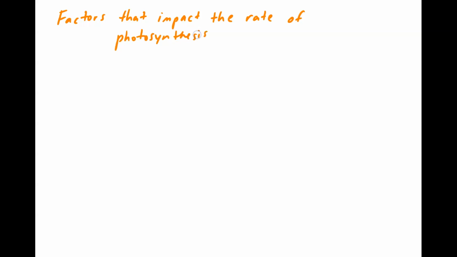The next topic we're going to take a look at are going to be the factors that are going to impact the rate of photosynthesis. And there are 3. So go ahead and answer here in the Ed puzzle. What do you think those 3 processes are? 3 things that impact the rate of photosynthesis.